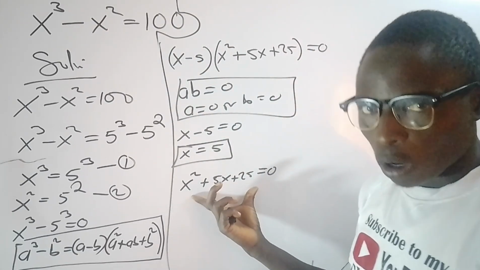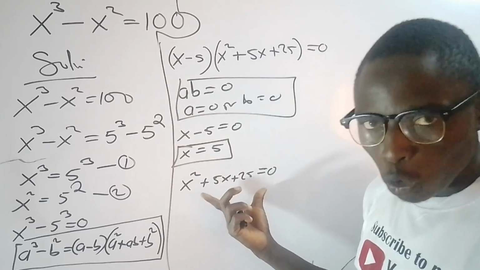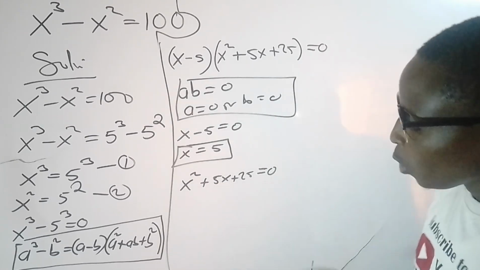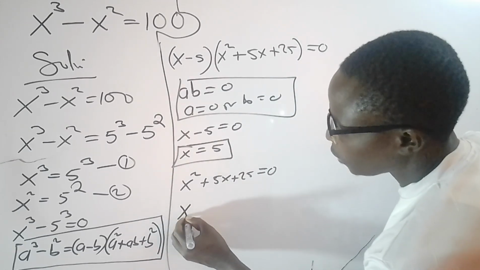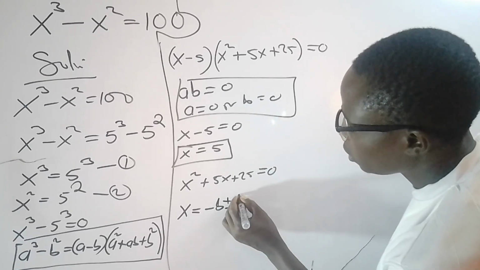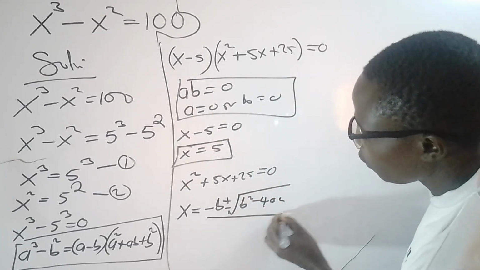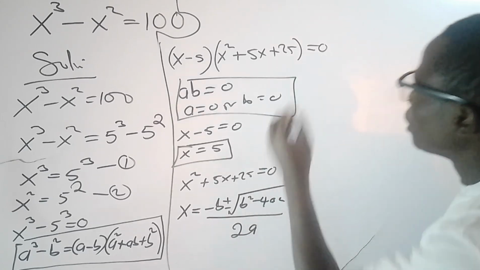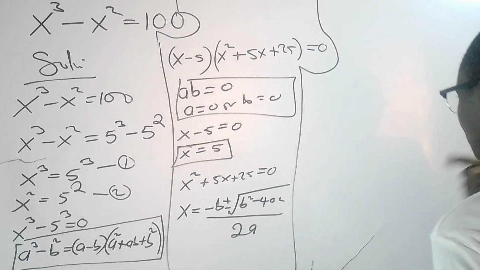This is a quadratic equation in which we have to solve for the values of x. So let's use the formula which says x is equal to minus b plus or minus the square root of b squared minus 4ac, everything divided by 2a. So let me divide the board.